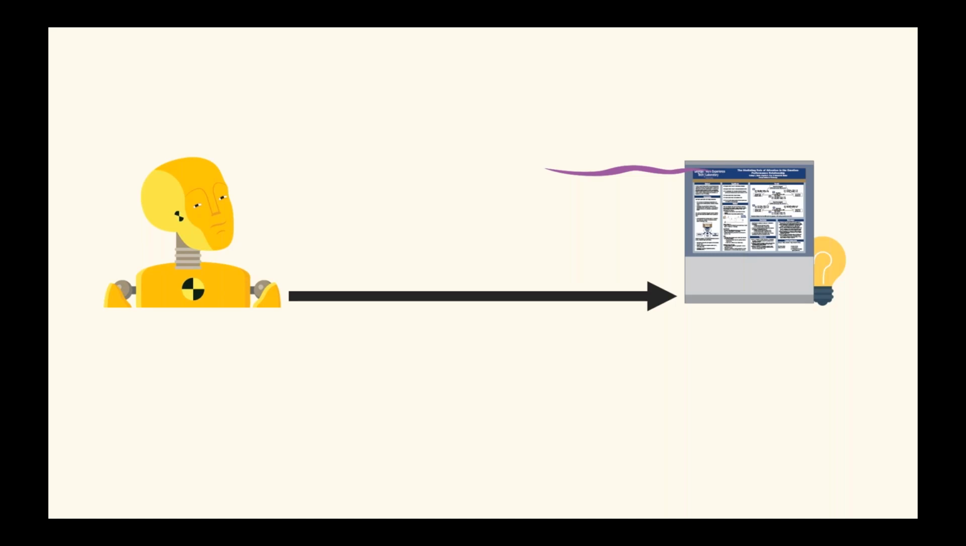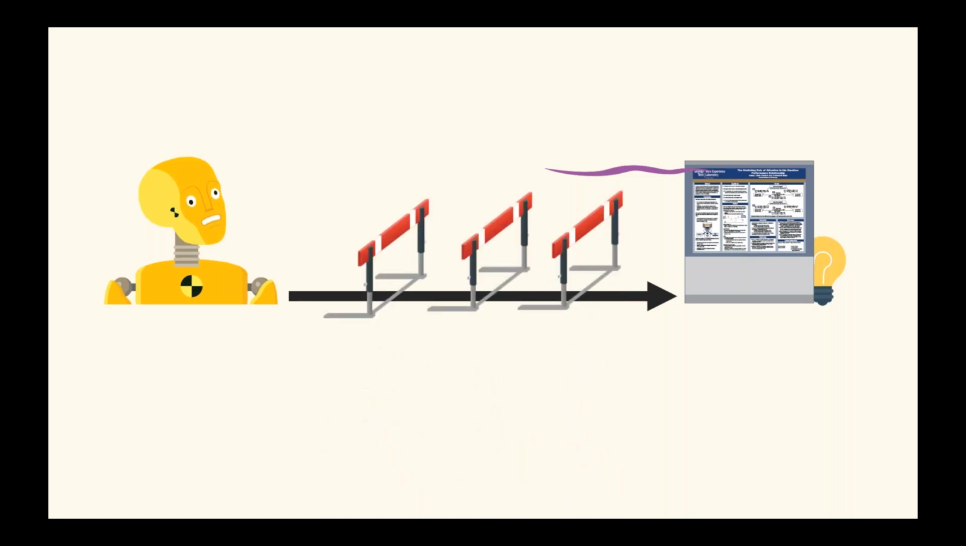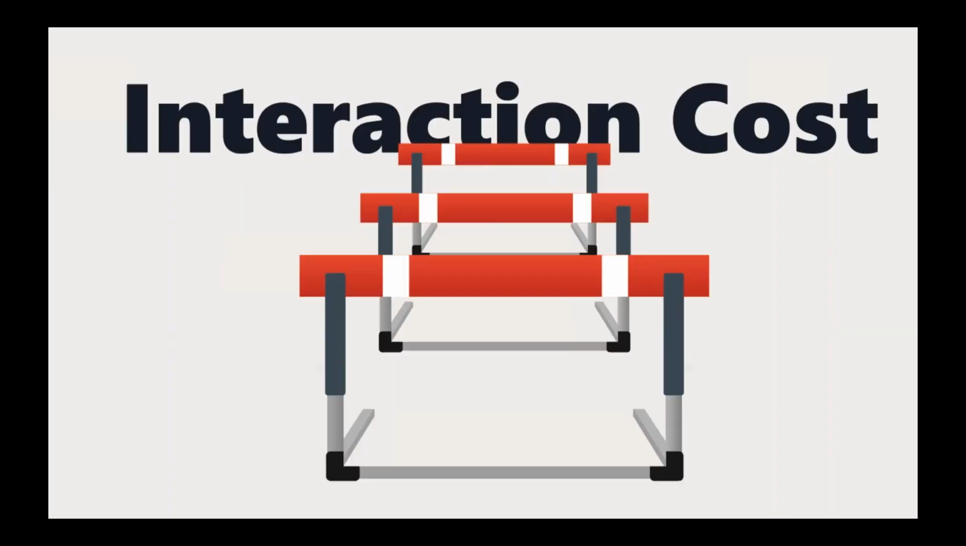But the problem is there are all these things he has to do to learn from it. He has to stop walking, talk to you, engage you in conversation, probably miss other posters, and figure out how you laid out your poster. All those things he has to do to get to that insight from your poster is called the interaction cost. And we want to minimize that interaction cost.